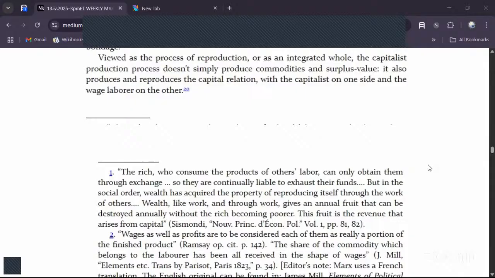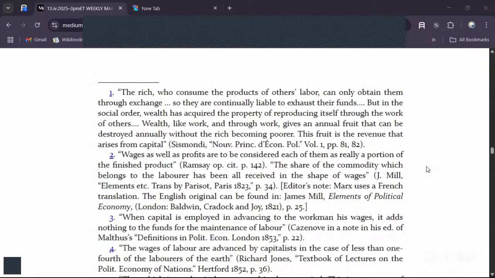The rich who consume the products of other labor can only obtain them through exchange, so they are continually liable to exhaust their funds. In the social order, wealth acquires the property of reproducing itself through the work of others. Wealth, like work and through work, gives an annual fruit that can be destroyed annually without the rich becoming poorer. This fruit is the revenue that arises from capital. This is Sismondi's work on the new principles of political economy.